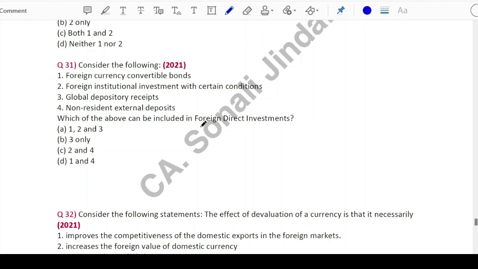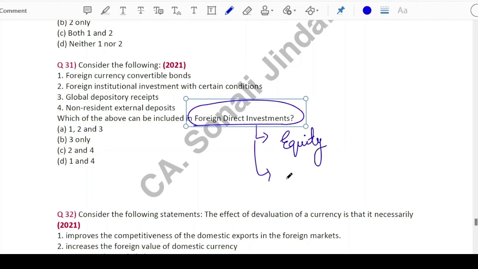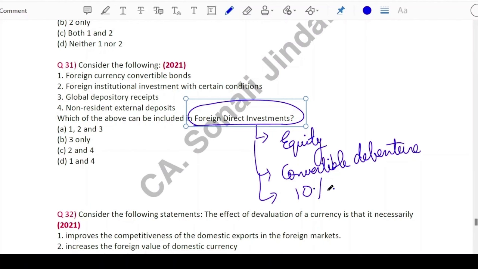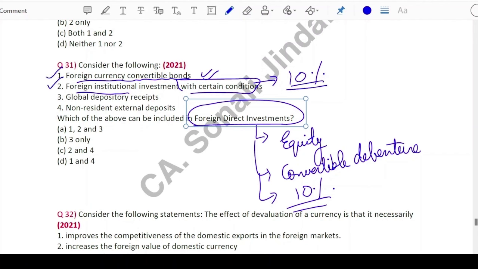Now let's do question number 31. Here it asked about what is included in the FDI. What we have done? It includes equity investments, convertible debentures, and it should be more than 10%. First statement says it includes foreign currency convertible bonds. Yes, this is true. FII with certain conditions. What is the condition? It should be more than 10%. So first is true and second is true. Third one, GDR. This is also FDI. We will do this in detail in next lecture.